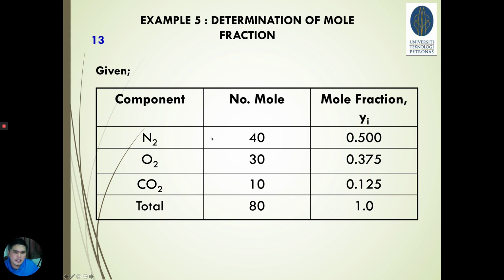Okay, so for example here, if you want to determine the mole fraction yi, this is nitrogen, so you have number of moles as 40, and then here you have oxygen 30, CO2 10, and you have a total of 80. So in order to calculate the mole fraction, it is simply 40 divided by 80, then you get 0.5. And CO2 is 10 divided by 80, then you get 0.125. Just to make sure your calculation is correct, total up everything, and you should get 1. If you do not get 1, perhaps there may be some miscalculation that you have done.